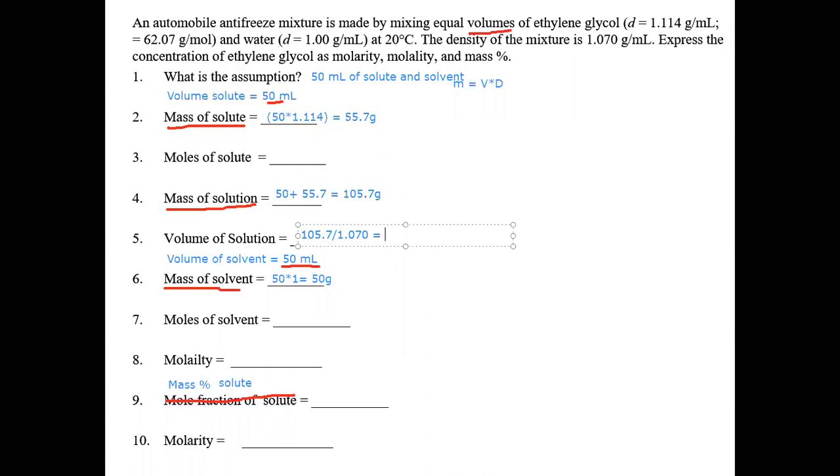and the reason we're doing this is because we've taken 50 milliliters of solute, 50 milliliters of solvent, and mixed them together. Now we have a mixture whose density was determined to be 1.07 grams per milliliter. So based on the mass of solute and mass of solvent, we found the mass of solution. From the mass of solution, we can find the volume of solution. Because why else would they give us the density of the mixture if we were just to assume 100 milliliters of solution? And we get 98.8 milliliters, very close to 100.